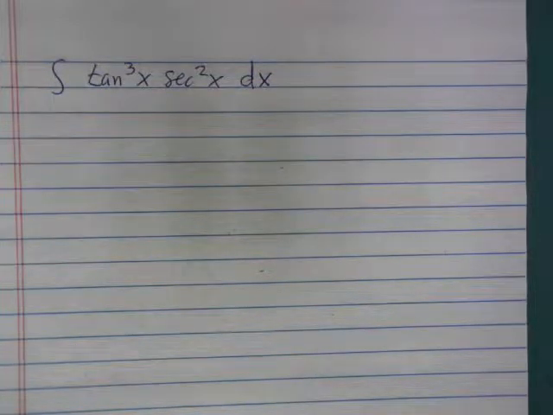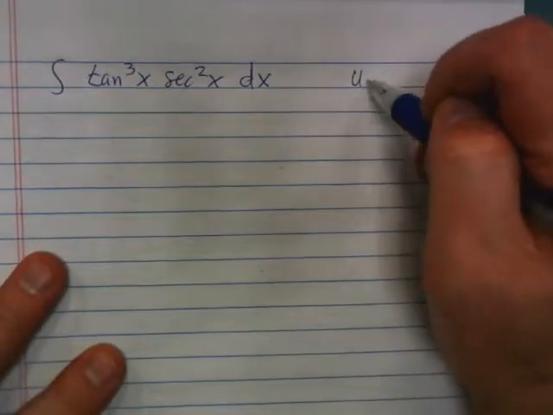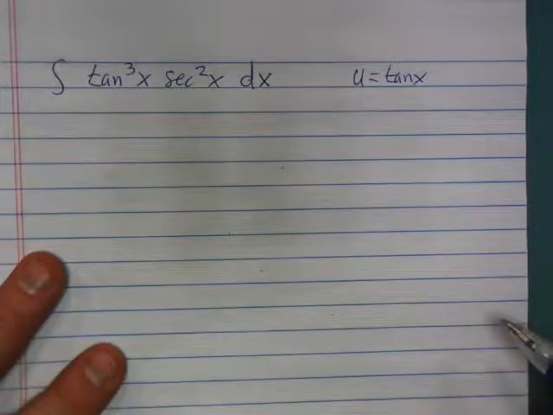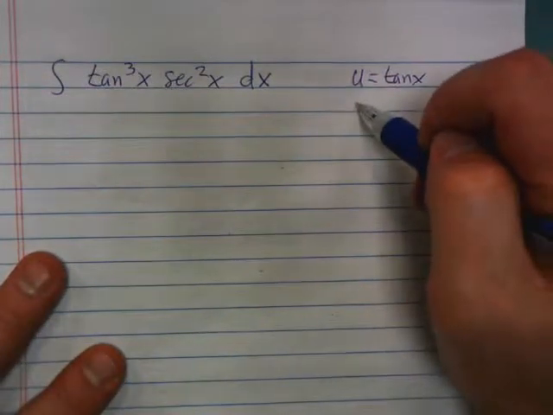Well, we know that secant squared x is... So what you're telling me is this one's an easy one. u equals tangent x, because the derivative of tangent turns out to be secant squared.